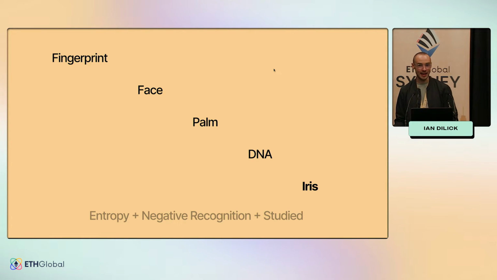We also looked at DNA and pretty quickly decided not to go with that one because it's not private enough. You can't use DNA without knowing a lot about that person, right? Their gender, information about their race, what part of the globe they might be from. And so we settled on using the iris.